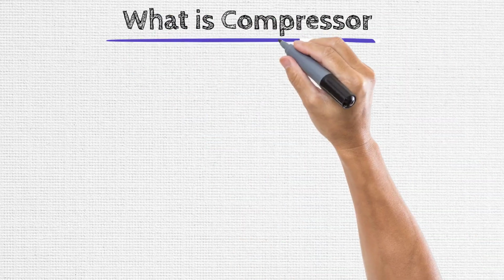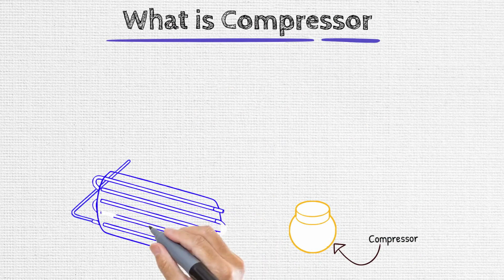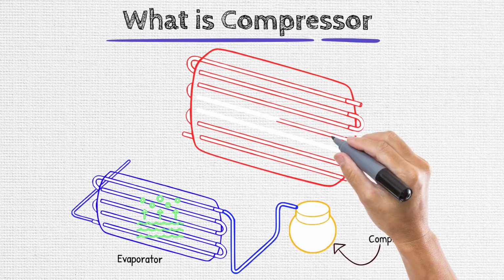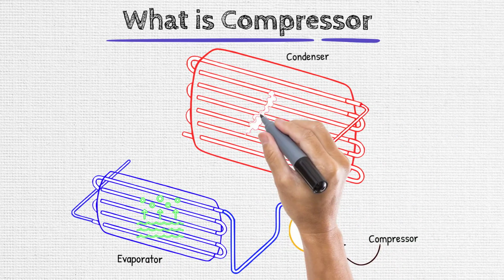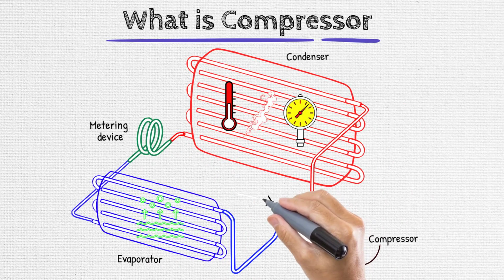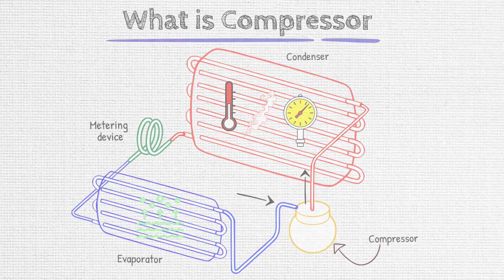The compressor is the heart of a refrigeration system. It compresses low-temperature and low-pressure refrigerant vapor into a much smaller volume. As the refrigerant is compressed into a smaller volume, its temperature and pressure increase. The pressure is increased from a low-pressure level at the compressor's inlet to a high-pressure level at the compressor's outlet.